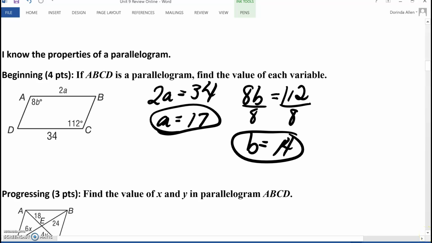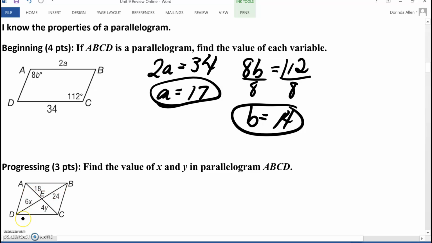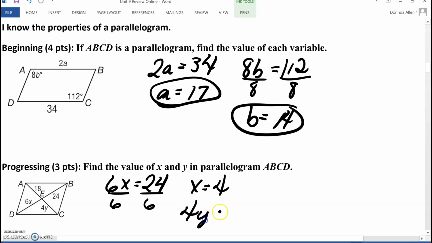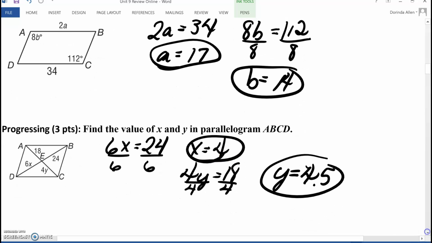And then a little bit harder here, we have the same thing. We should know that the diagonals in a parallelogram bisect each other. So now we're finding x and y. I can put 6x equals 24 because these are cut in half. Divide by 6. X equals 4. And I know that 4y equals 18. Divide by 4. Y equals 4.5. So just using those properties of a parallelogram.